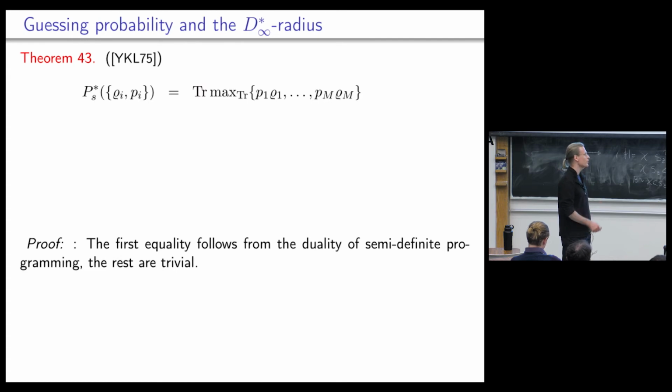And why it is important for our problem is due to a classic result by Yuen, Kennedy, and Lax from 1975, who have shown that if you look at this optimal guessing probability, this optimal success probability of Bob identifying Alice's messages, then this is nothing else but the trace of the trace maximum of these operators, of the weighted density operators.